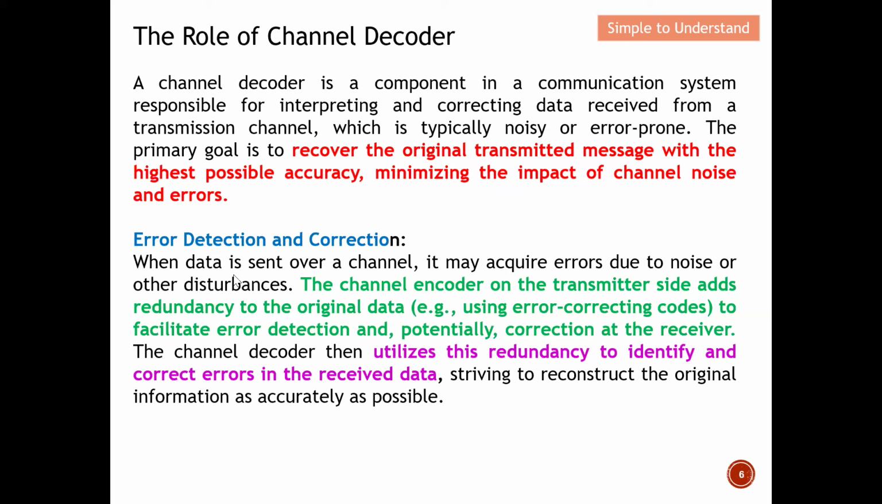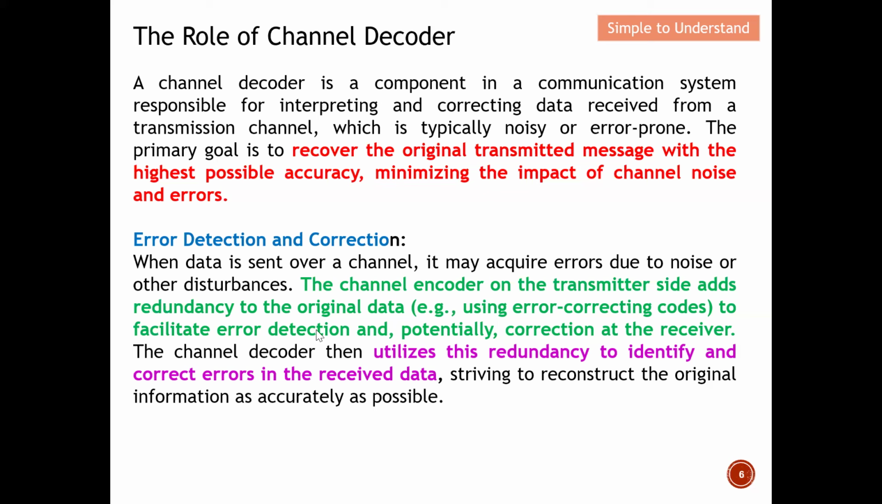So I think this will be more clear. When the data is sent over a channel, it may acquire some error, which means that error adds to the original signal. This can be due to noise or many internal or external disturbances. Therefore the channel encoder on the transmitter side adds redundancy to the original data, which means that we add extra bits in order to counter the error, for example using an error correcting code, to facilitate error detection and also potentially correction at the receiver.